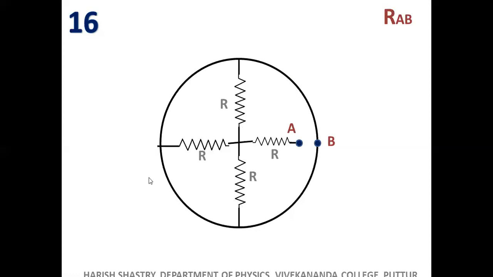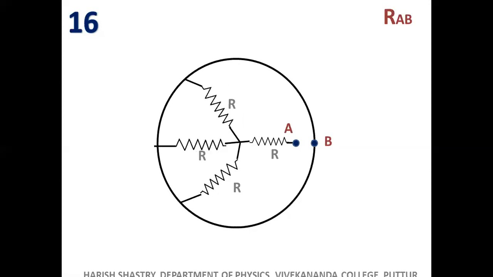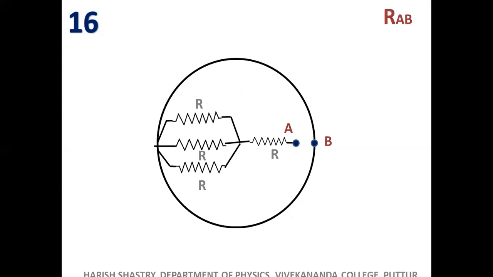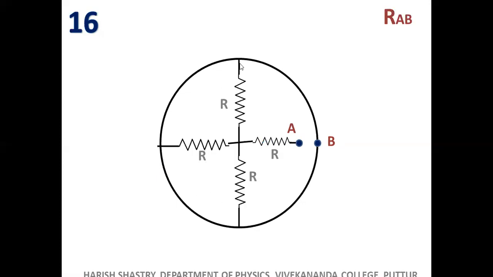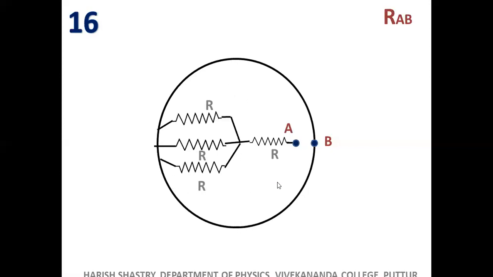So how to make them parallel now? I can move it like this, like this, like this. Now these three are parallel, correct? But this resistor is no longer parallel. See how it was? It was like this. Instead of having separate connection like this, why can't I bring this directly here? Yes, I can. Now this is R by 3.